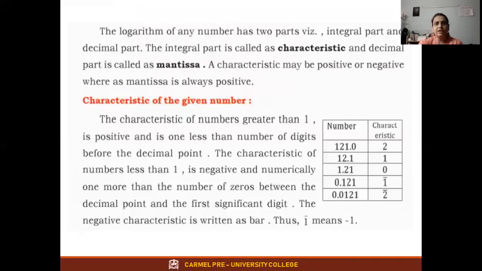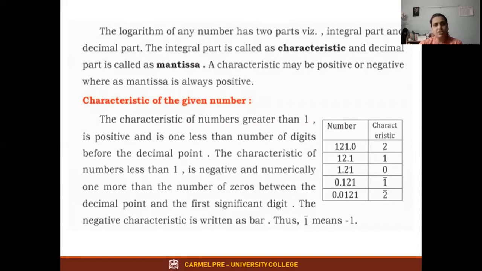Now, how to find logarithm? I told you log of n, log of any number. Now, log of 10, how do I write? Log of 100, how do I write? When there are two digits, like 10, 1 and 0, you have to write the logarithm in terms of characteristic and mantissa.